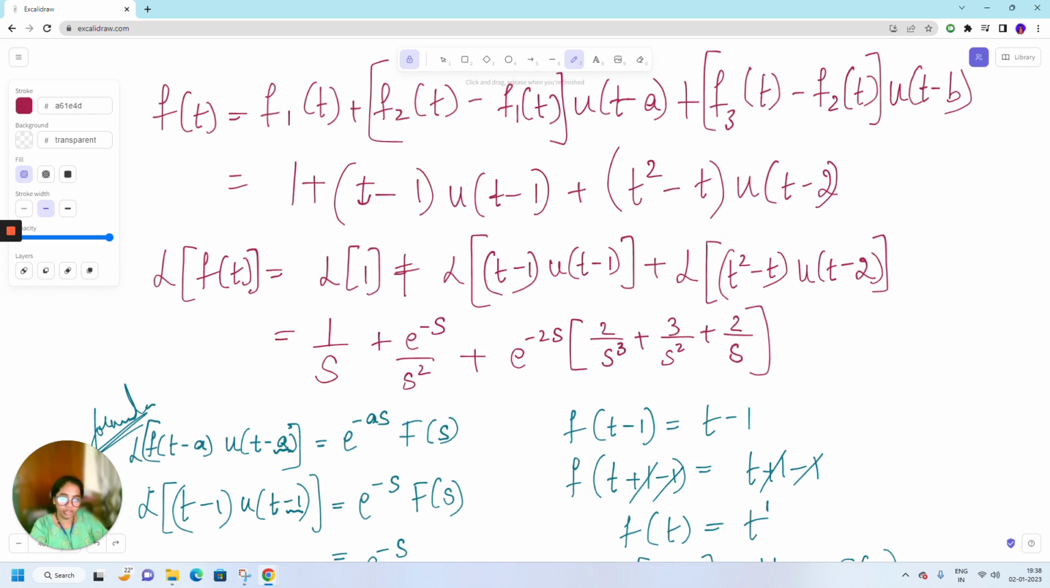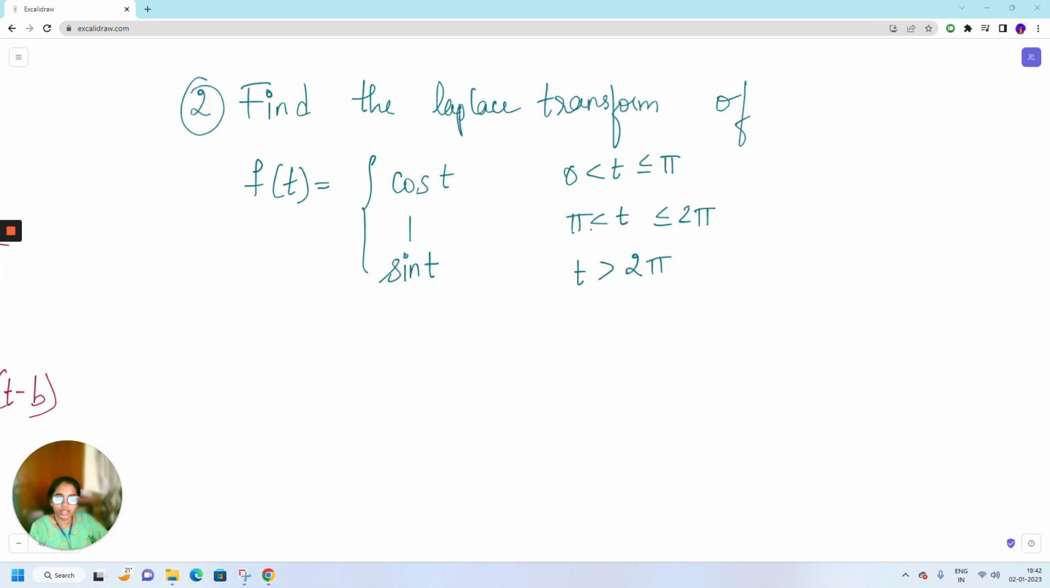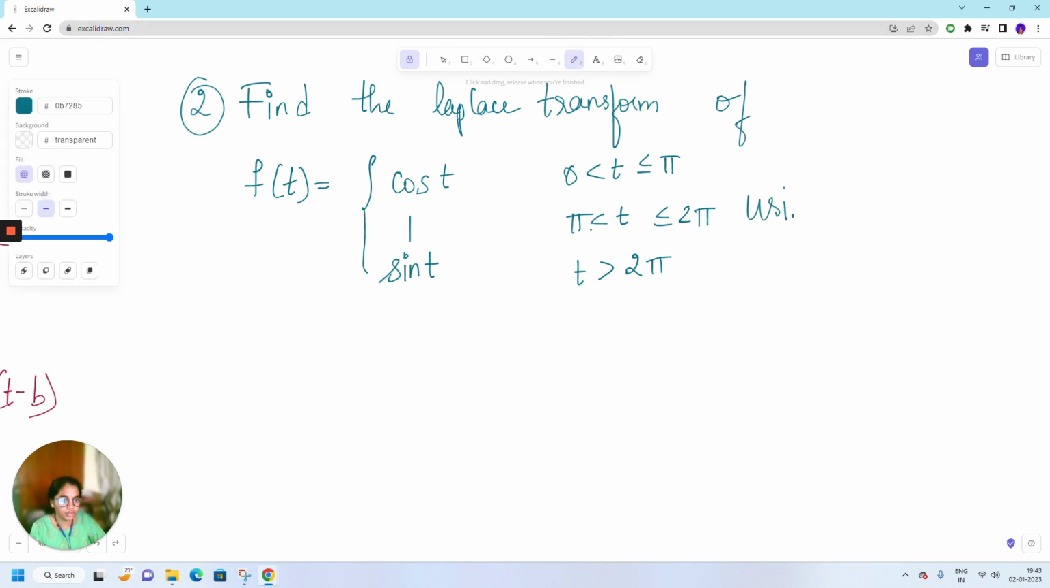Okay, moving on to our next problem. So what is the question? The question is find the Laplace transform of the given function using unit step function.